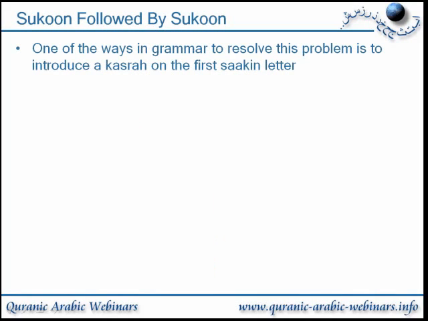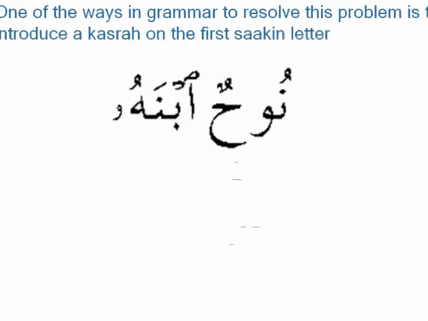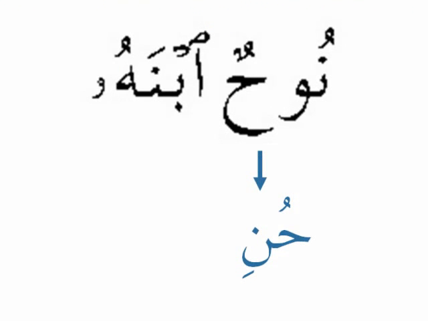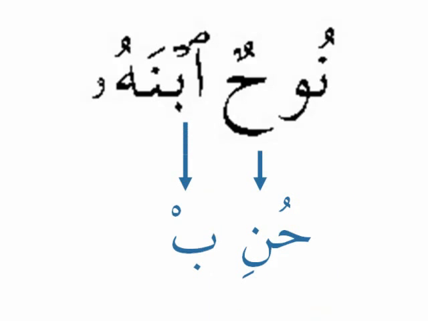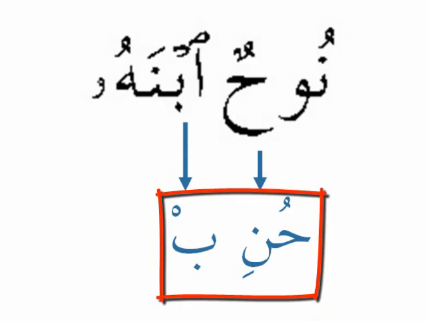One of the ways in grammar to resolve this problem is to introduce a kasra on the first sakin letter. So what we mean by that, same example again. Effectively, if we were to write the hun, i.e. the dhamma tanween, as hun, we would substitute the sakin or sukun on the noon for a kasra. Okay, we would leave the ba as sakin. So essentially we now have hu nib.